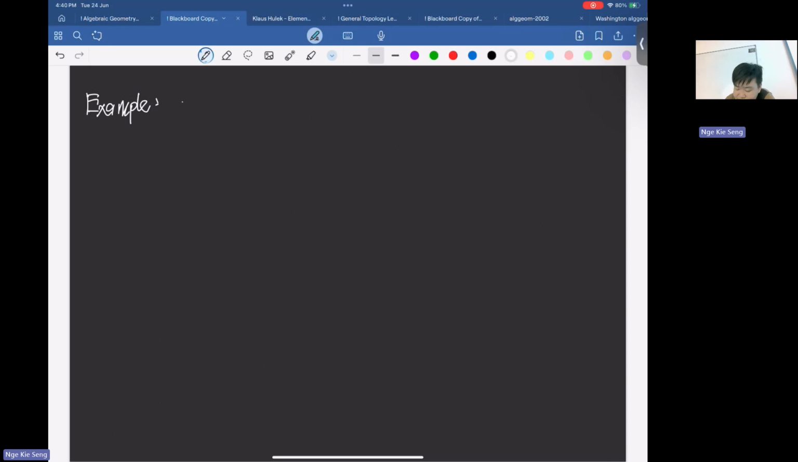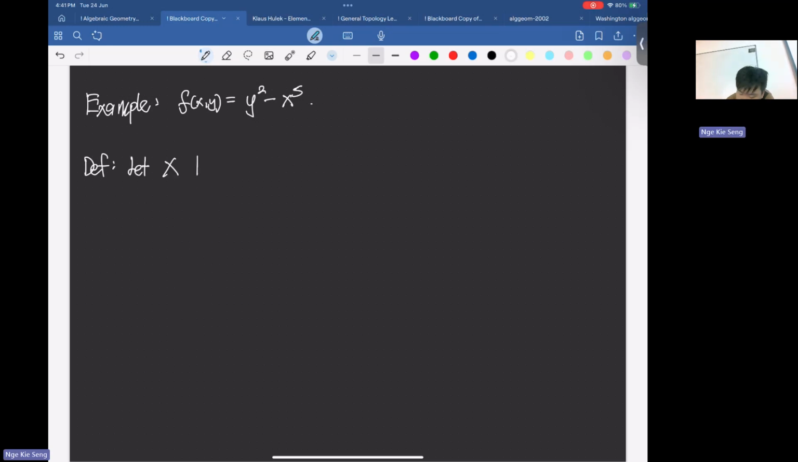Maybe we consider a polynomial like f(x,y) equals y squared minus x to the power 5. Do you know how to verify which point is a singular point? First, we recall the definition. The definition I use here is another one. Here's the definition.